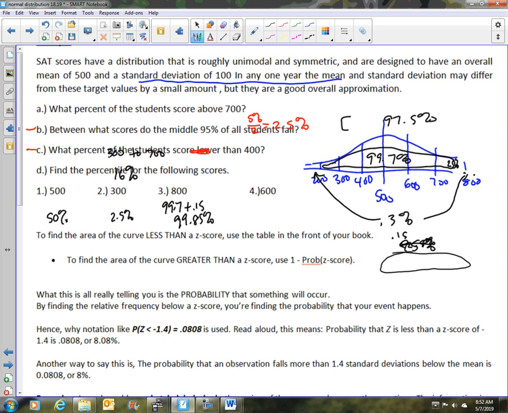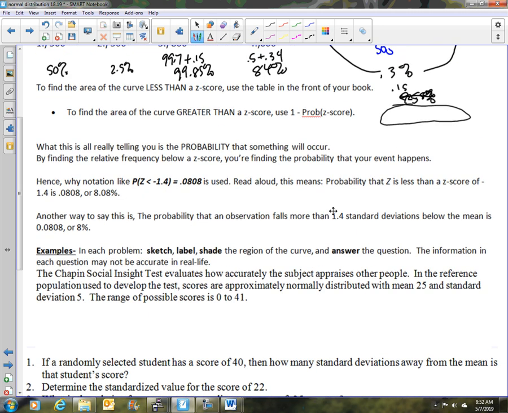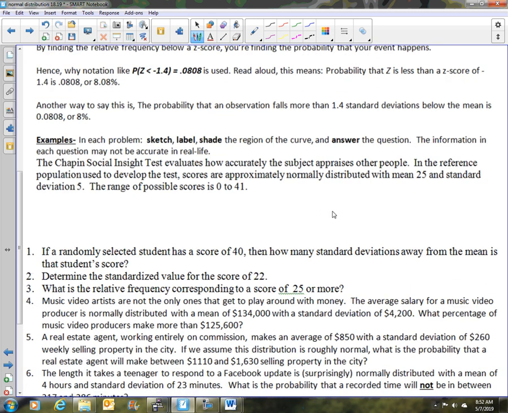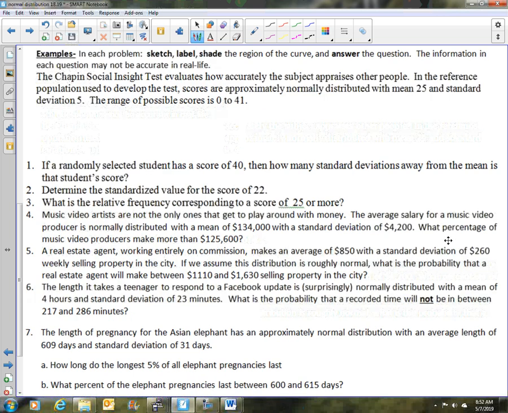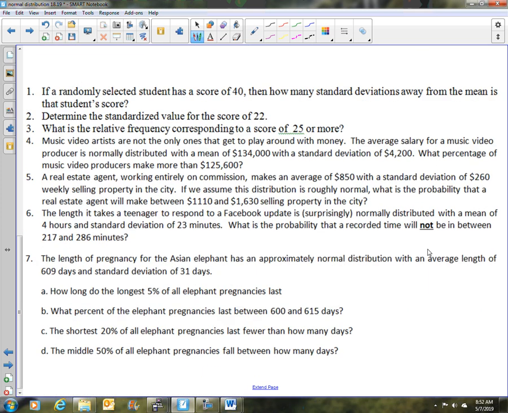And the last one's 600. That's easy. That's 0.5 plus 0.34, or 84%. Okay. Now, that would be using the empirical rule. Let's see if we can find an example where we actually need to use the table.